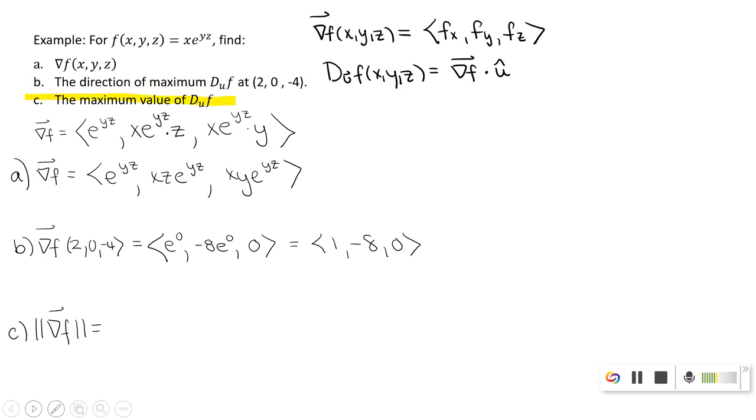And if we actually want to know what is that maximum value, we just have to find the magnitude of our gradient. So magnitude of our gradient vector would be the square root of 1 squared plus negative 8 squared plus 0 squared. I got square root of 65. So that would be the maximum value of this directional derivative.